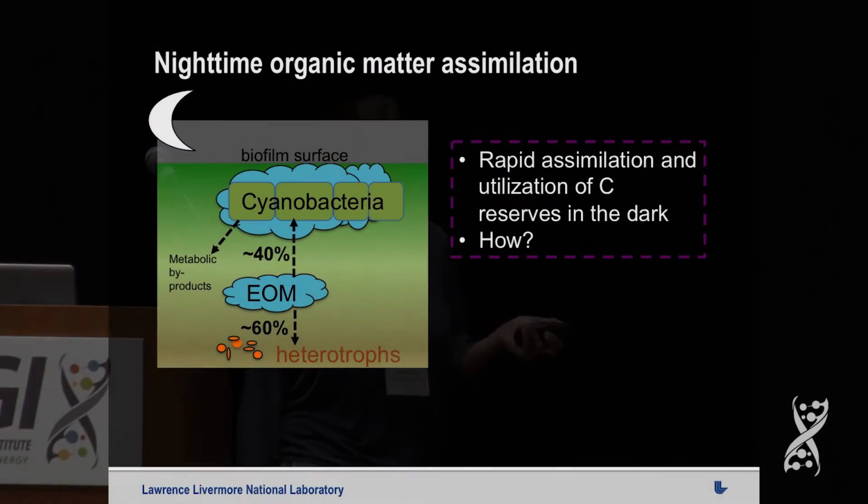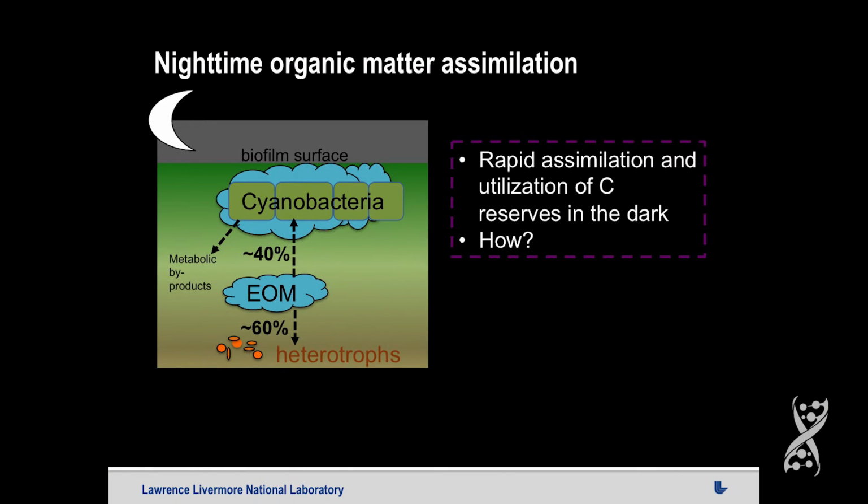In the dark, I don't have time to show all of this data, but in the dark we see a peak of organic matter incorporation after about 6 hours, and then it declines. And to us, this seems to imply that they're quickly taking up this organic matter, metabolizing it, and secreting some metabolic byproducts. And again, in the dark, they're even more competitive with the heterotrophs. They take up about 40% of that organic matter, as compared to the heterotrophs taking up 60%. So it seems like they're rapidly utilizing these carbon stores when they need them in a carbon-starved system.